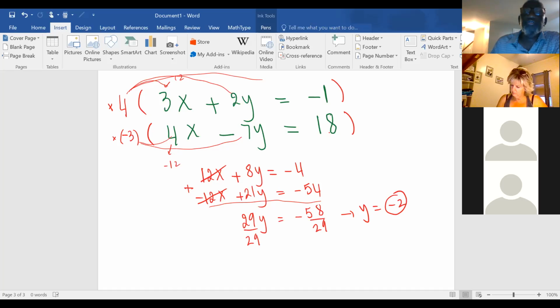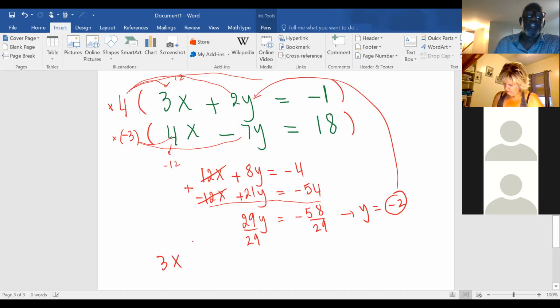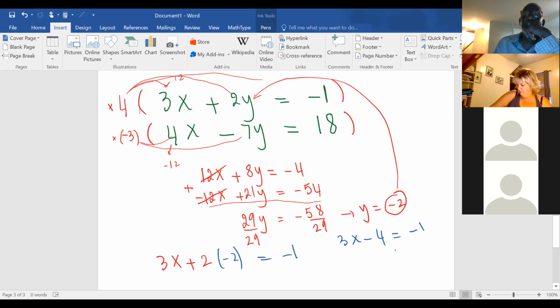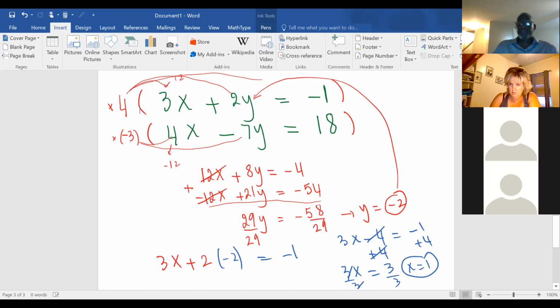Once we got y equal to negative 2, we can go ahead and substitute in the first equation, for instance. It doesn't matter which one we choose, which is 3x plus 2 times negative 2 equal to negative 1, which is 3x minus 4 equal to negative 1, right? And then we add 4, add 4. We get 3x is equal to 3. We divide by 3, so we get x equal 1, right? So my solution is x equal 1, y equal negative 2.